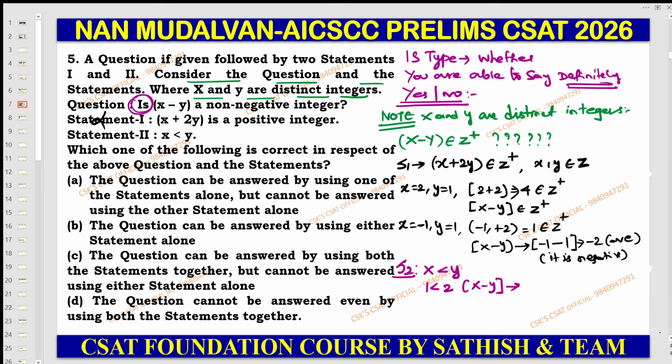What is x minus y? I am taking 1 less than 2. x minus y becomes negative. So therefore, can we say this is not a non-negative? Not a non-negative.